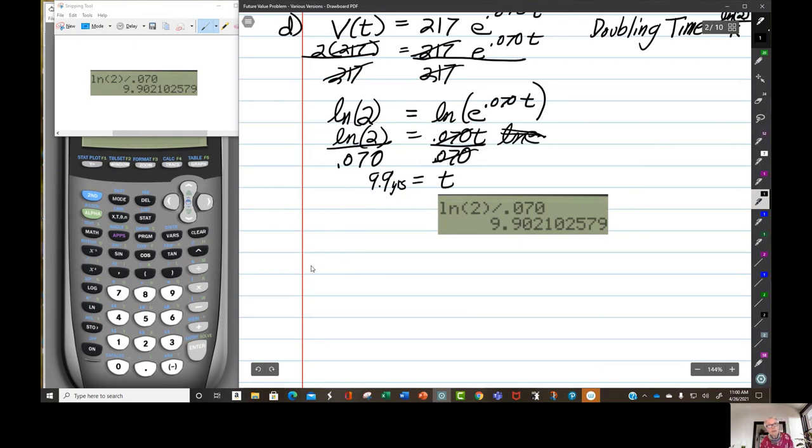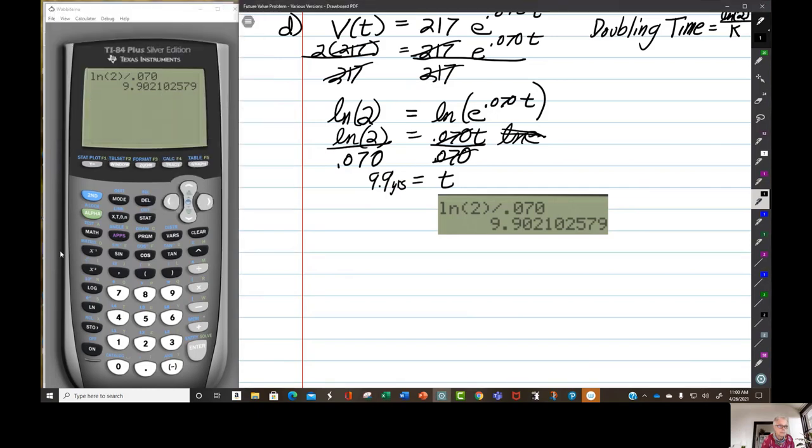Not bad. You wait around for 10 years, your investment has doubled. Does that mean every 10 years it's going to double? No, because the value is going up exponentially. That means really, really fast, not a straight line.